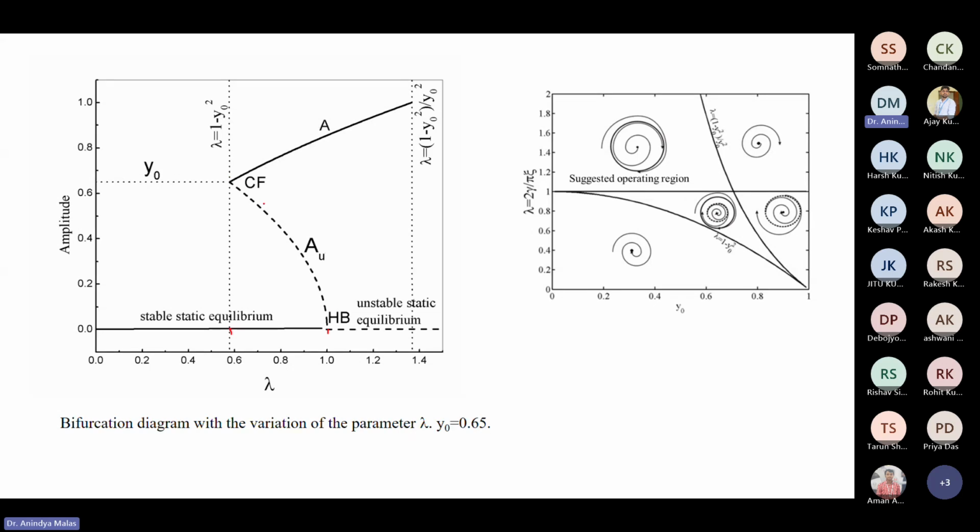That means unstable oscillation and stable oscillation both are present. So that is also not desirable. From 1 to 1.4, we can get the pure oscillation, pure stable oscillation. So this region we can use to generate the oscillation, or we can use in a MEMS resonator.